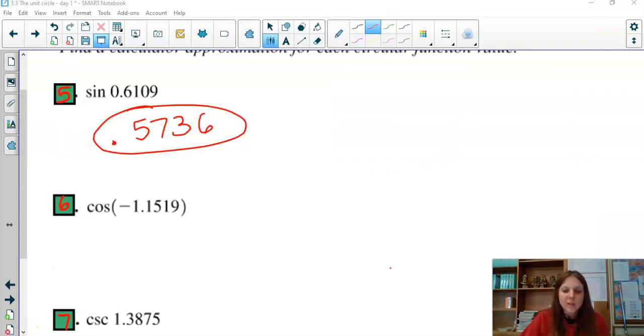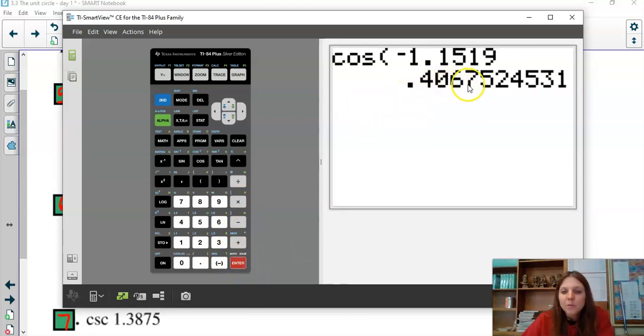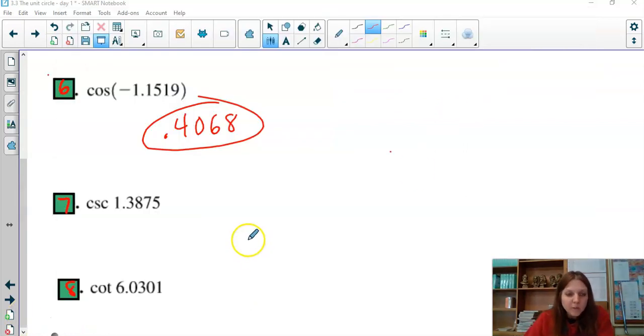Okay, let's look at the cosine, and we're going to type in cosine. When you type in the negative, make sure you're using the negative in the calculator, not the minus sign. You can see the red key that I pressed at the bottom, so that's the negative. So negative 1.1519. Again, use the negative at the bottom. Do not use the minus key on the side there. And you can see that I get 0.40675, so I'm going to round it to 0.4068.